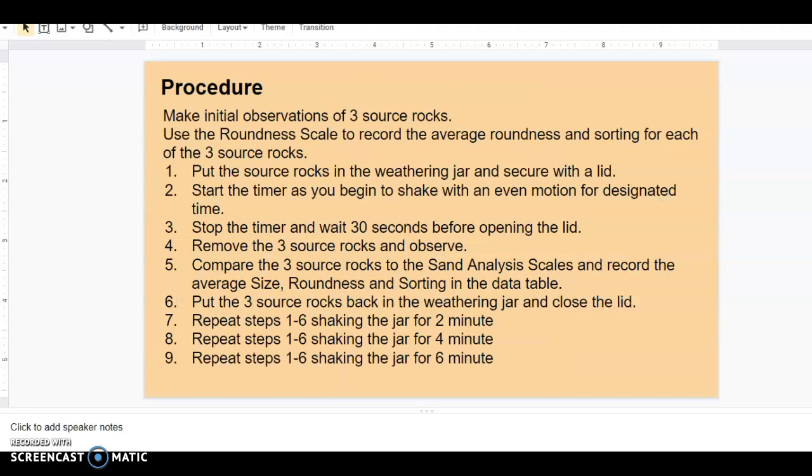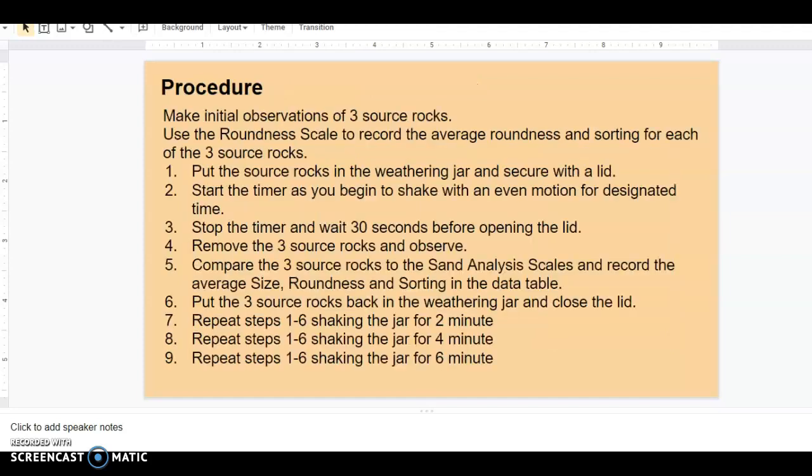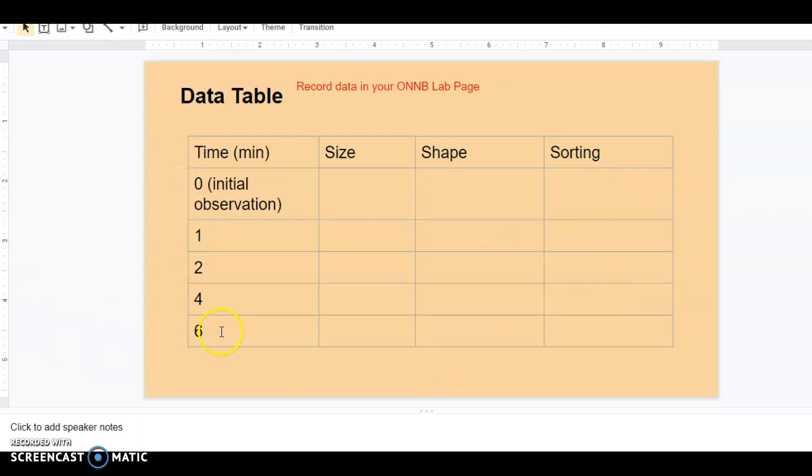Back to the procedure. You are going to take your 3 rocks, put them in the shaker, start the timer, and shake them for that full amount of time. Remove them, compare them, and then record the changes that you've seen in your chart. Okay? And then you're going to do that up to 6 minutes. Fill in your last data for the 6 minutes.